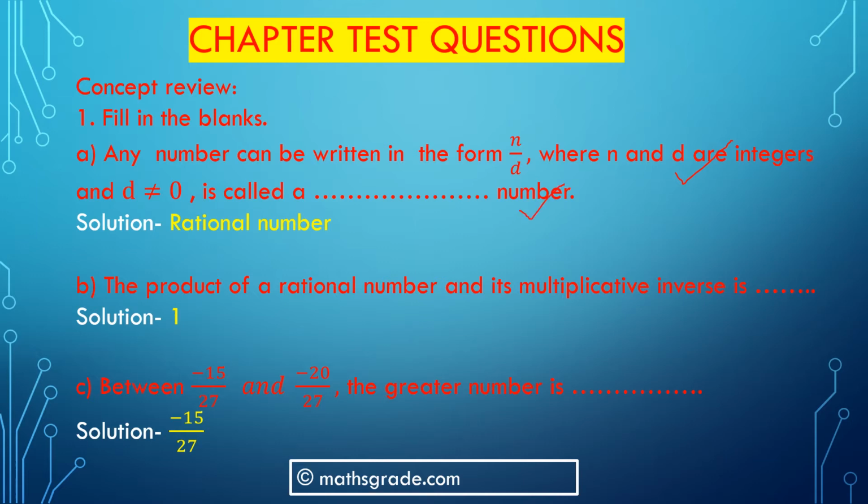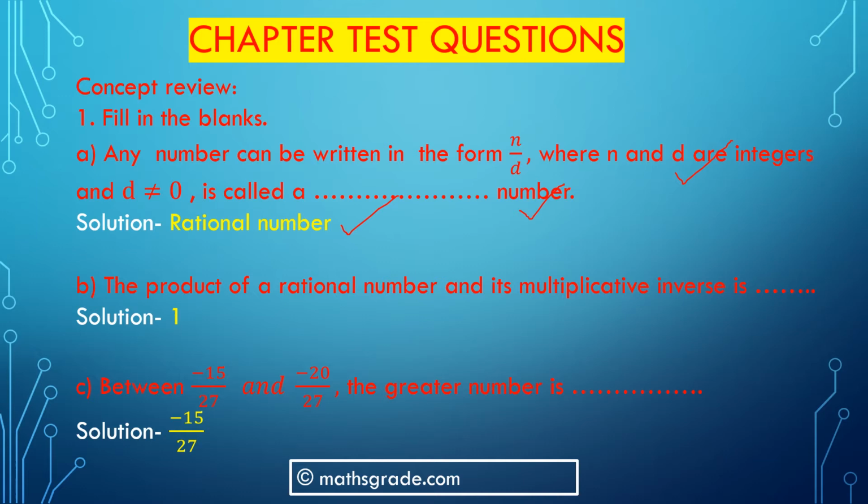Here it is given that the number can be written in the form n divided by d, and both n and d are integers and the denominator d is not equal to 0, and the numerator n can be 0 or any number. Then that number is a rational number. So the answer will be rational number.